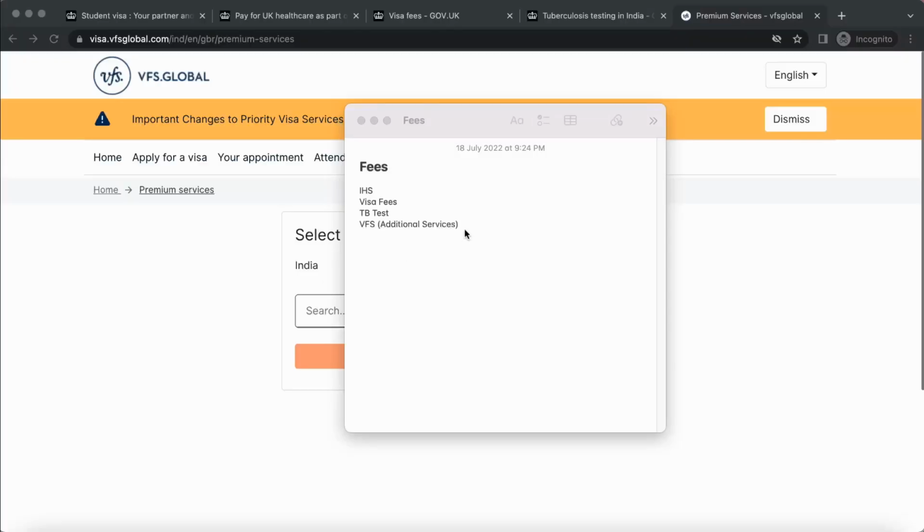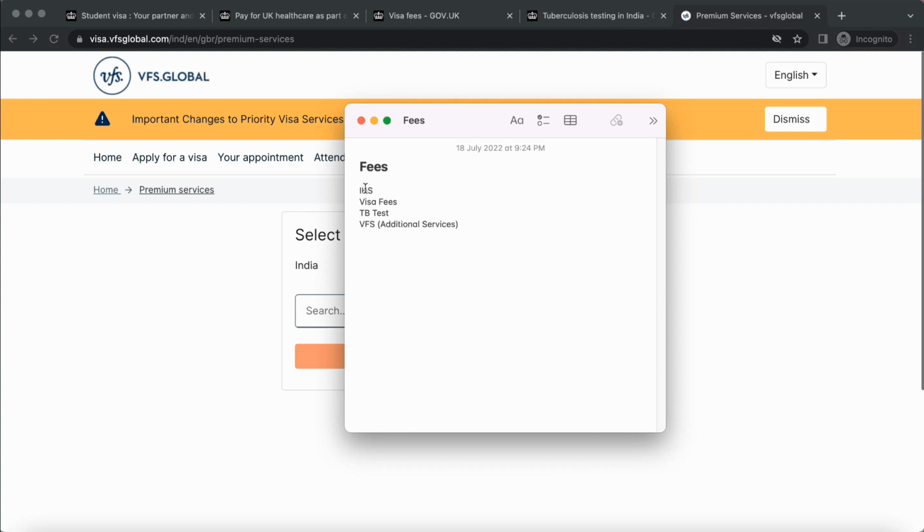The next very common question which is very often asked is, what are the various fees that you need to pay in order to apply as a dependent? So broadly, there are 4 different fees that you need to pay. As you can see here, there are 4 different types of fees that you may have to pay. There may be additional charges, but these 4 are predominantly the ones you need to pay.